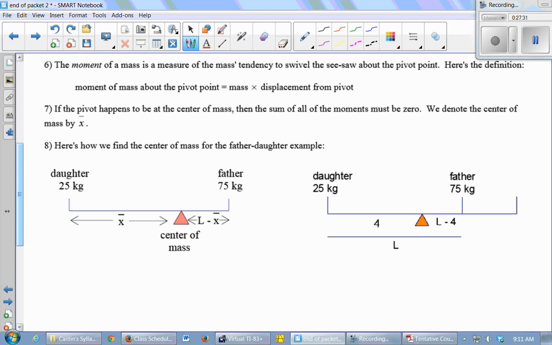The moment of a mass is a measure of that mass's tendency to swivel the seesaw about the pivot point. So the definition: the moment of mass about the pivot point is equal to mass times displacement from the pivot. If the pivot happens to be at the center of mass, the sum of all the moments that make up the mass of the system has to be 0. And we denote the center of mass by x bar.